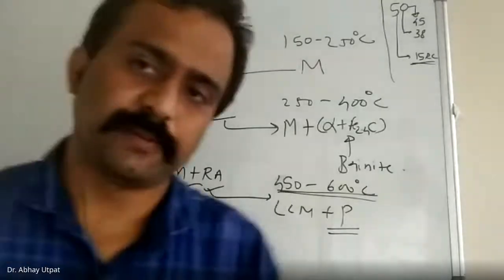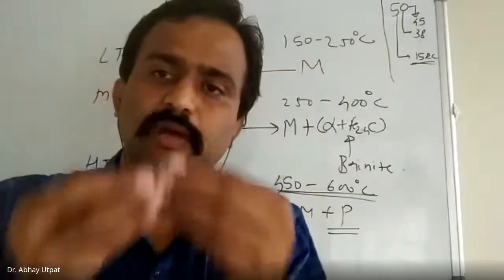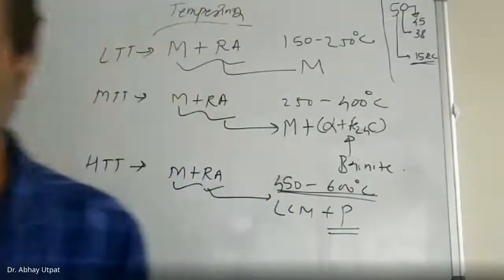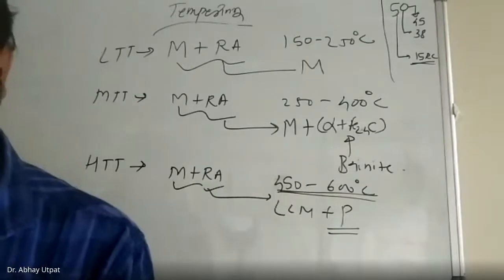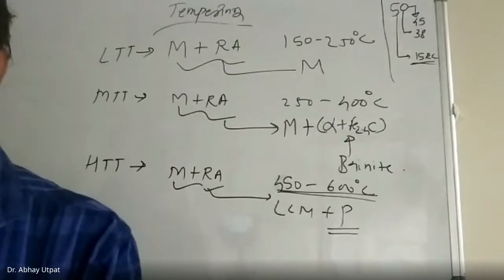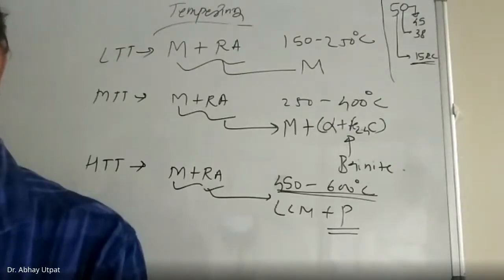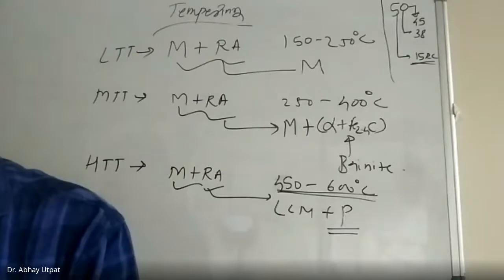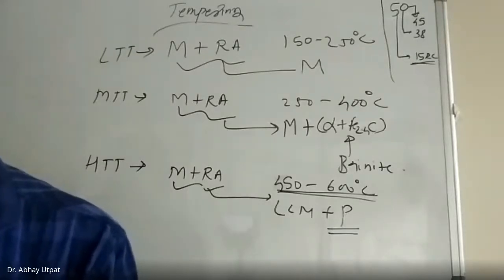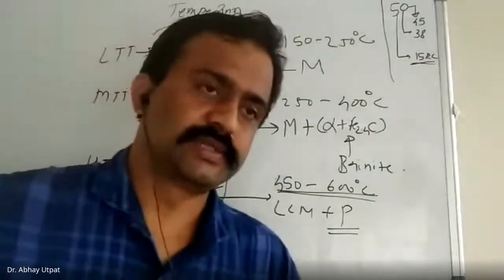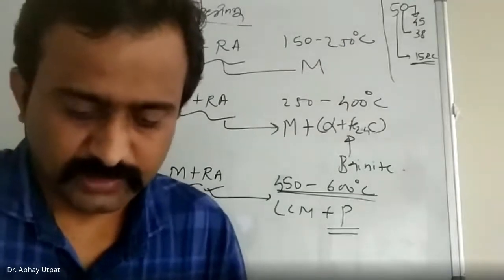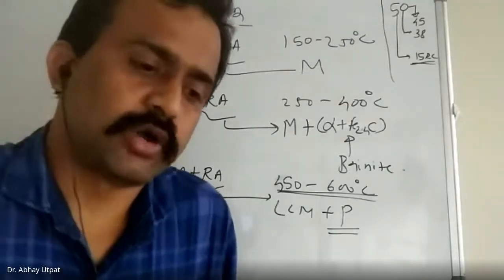So brittleness and toughness are two opposite properties. Brittle means it will have poor shock absorption capacity. It will break into pieces immediately. Okay. Next line. This property is called temper embrittlement. Full stop.